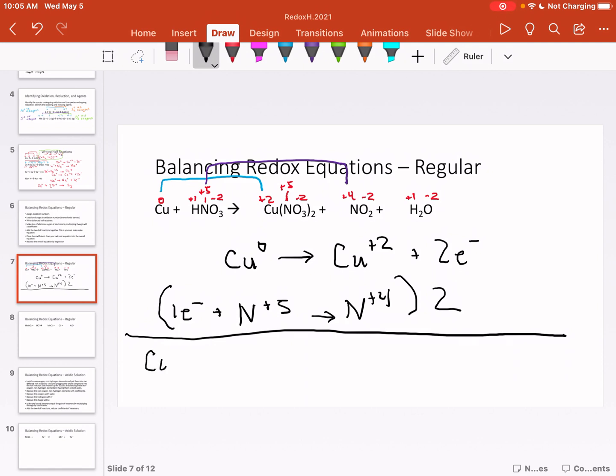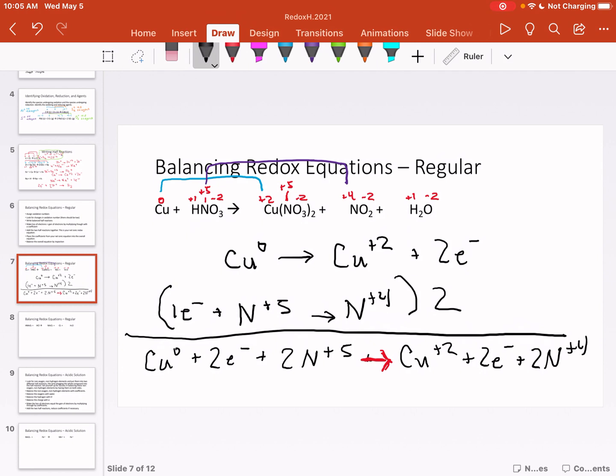So I've got copper 0, and I drop down 2 electrons. Nitrogen +5 gets a 2. Then I hit the arrow again. Copper +2. And 2 nitrogen +4s. And of course, our loss equals our gain of electrons, and they land in the equation here, and I can cancel them out.